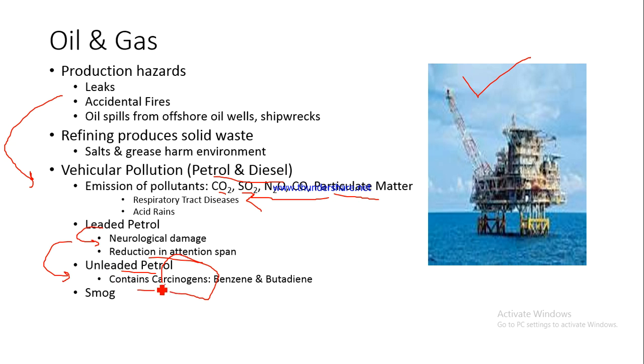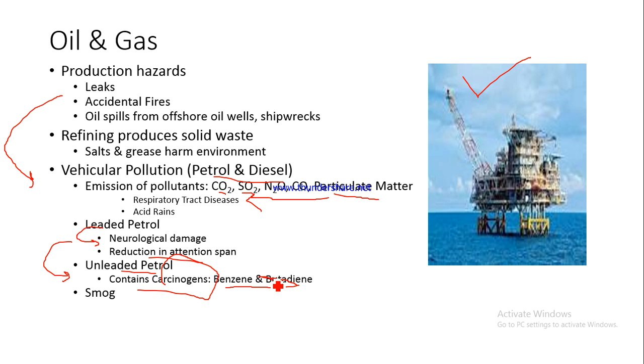So unleaded petrol has carcinogens. These are some of the examples of carcinogens which unleaded petrol has: butadiene and benzene. Now please understand that exposure to these chemicals may cause cancer, and has been found to be correlated with the cancer disease.